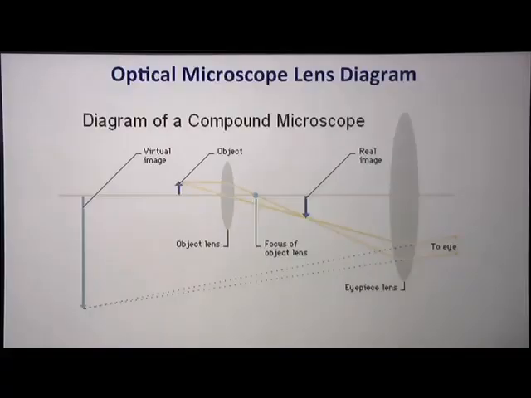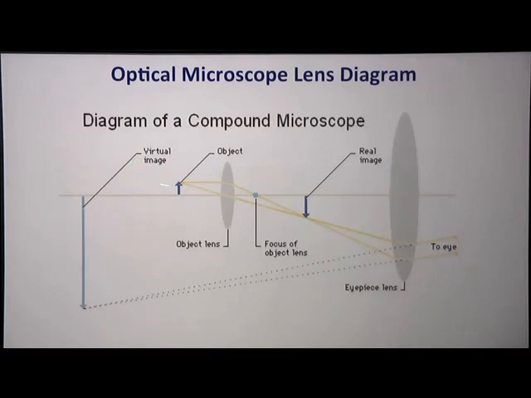So if we look at this in terms of a lens diagram, the main things to take note of is that you have some object that you're trying to image, and you have an object lens, or what we call an objective lens. And that's really the business part of the whole microscope. This is the thing that actually forms an image of the object.